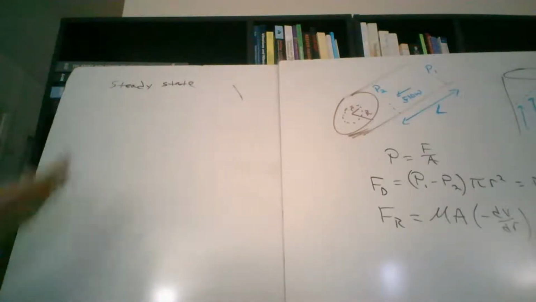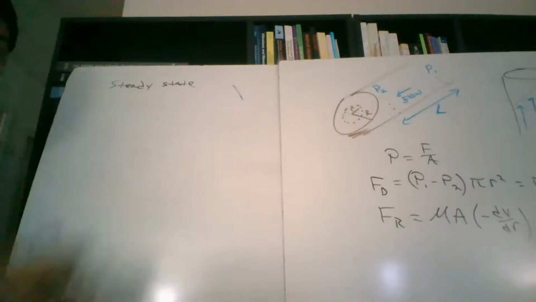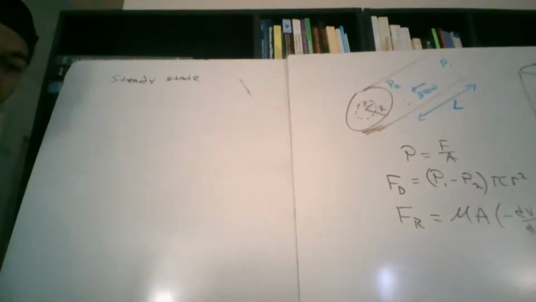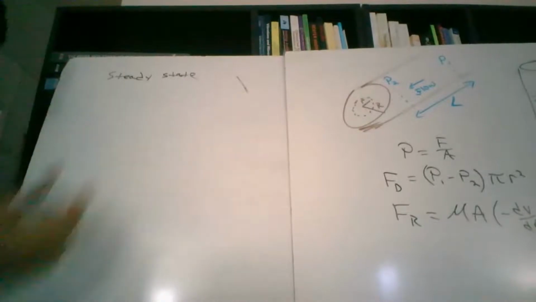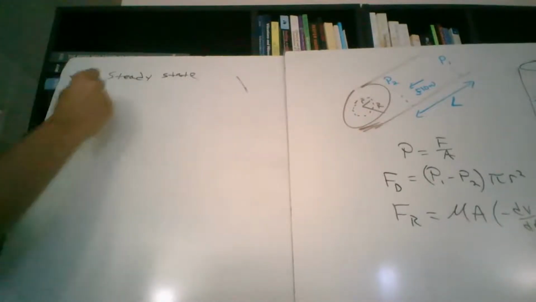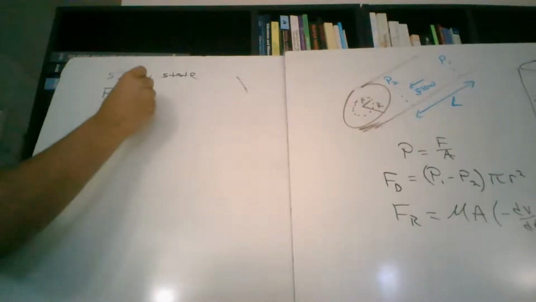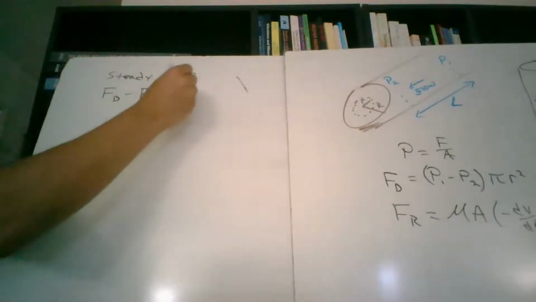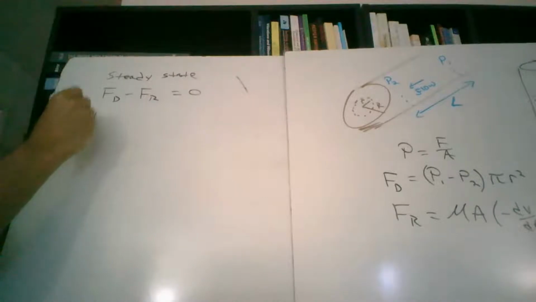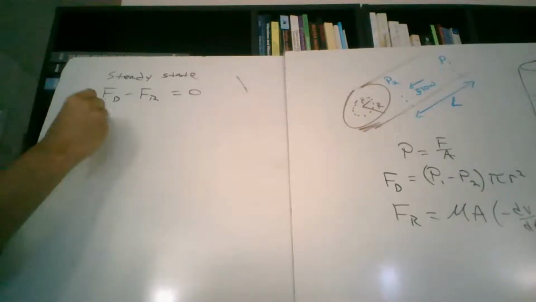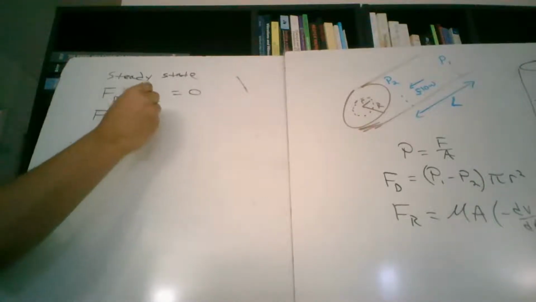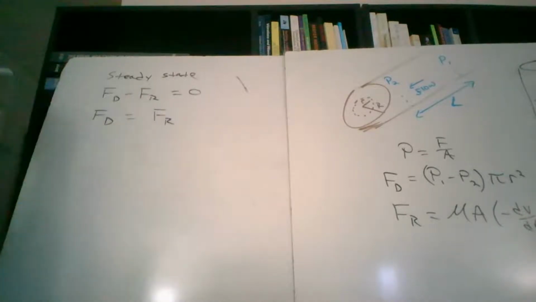So steady state just means that the velocity is constant, and therefore it's an equilibrium, or in other words, the net force is going to equal 0. So the driving force minus the retarding force, which are the only two forces, has to equal 0, and therefore the driving force is equal to the retarding force.